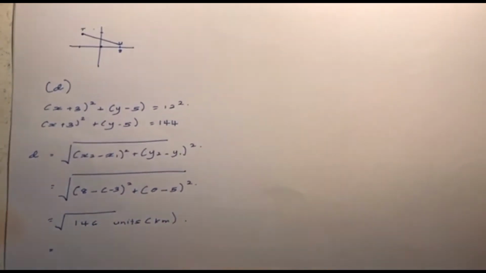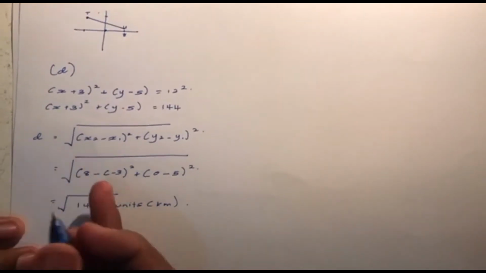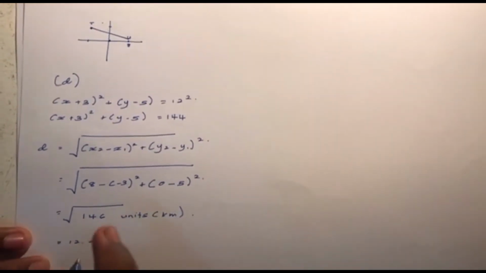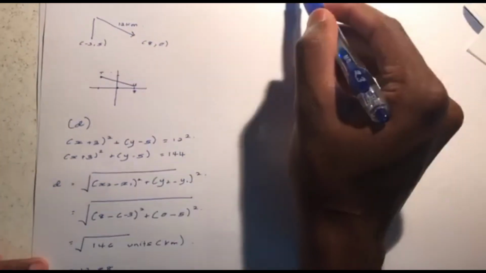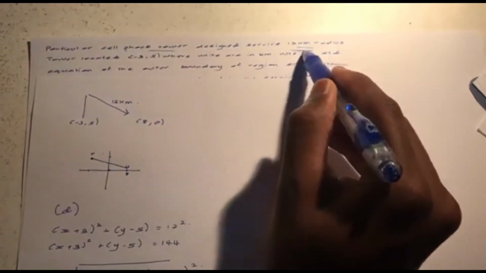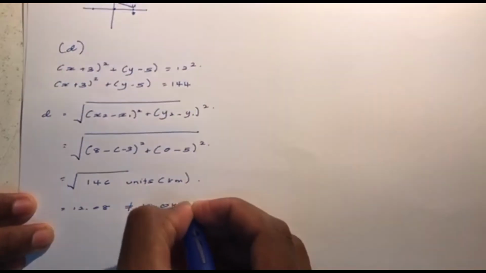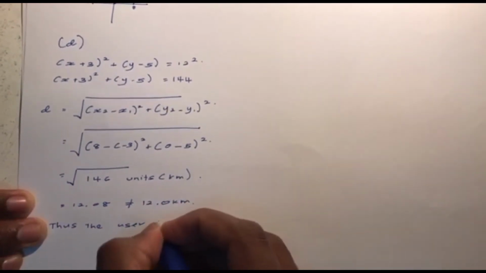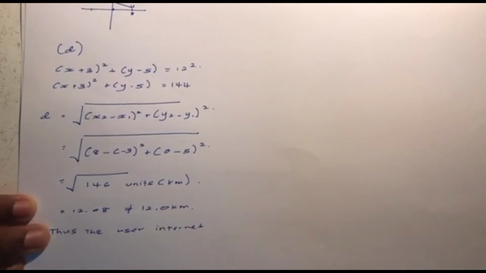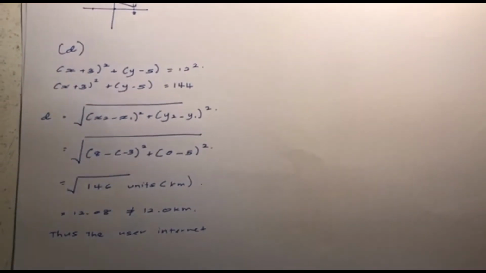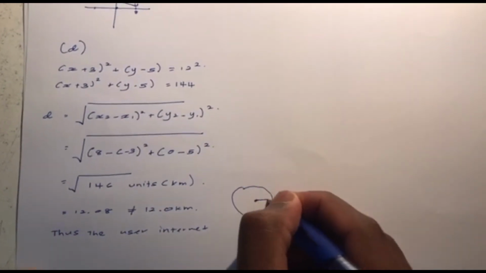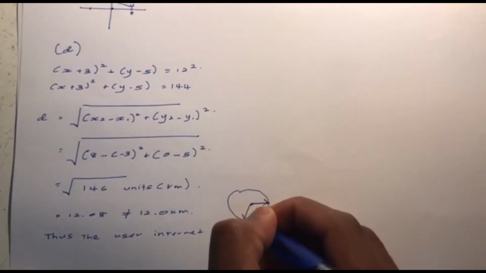So the square root of 146 equals 12.08 approximately, but the question says it only gets service within a 12 km radius. As you can see, this is not within the 12 km radius. Thus, the user wouldn't be able to use the internet. So this is one example of a daily life application using circles. It's just a very simple circle with a radius, and they just use this method. That's it. Thank you.